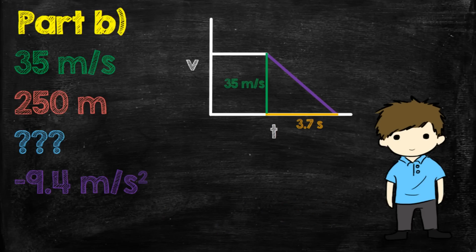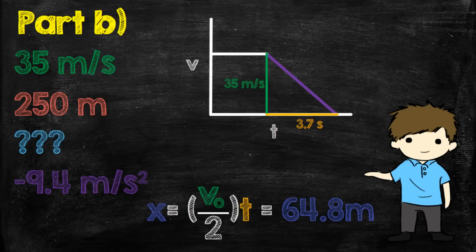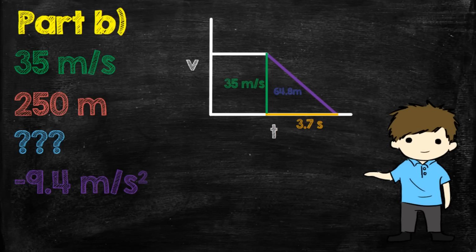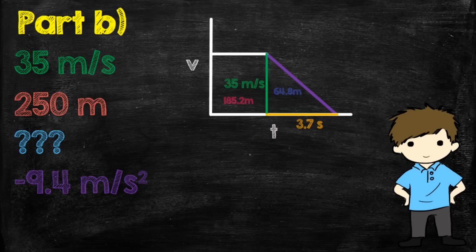Once again, using the equation for average velocity, we can figure out that the sled must travel 64.8 meters during the time it's stopping. That means it has to travel 185.2 meters before we hit the brakes. Since that must be the area underneath the first part of the graph, which you'll notice forms a rectangle, we can fairly easily find the time it'll take.